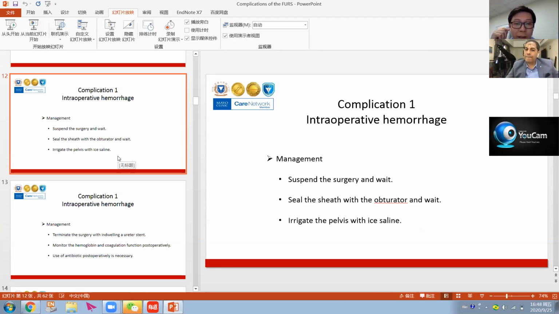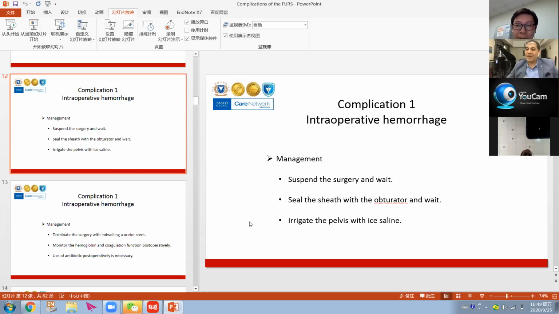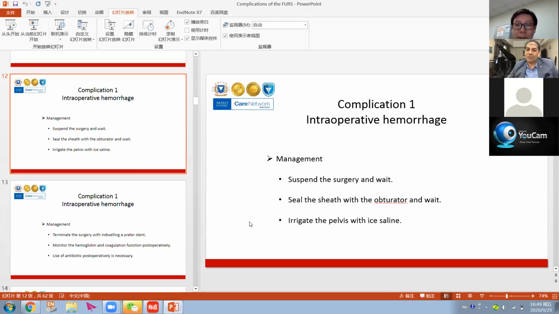Actually, I don't do the ice irrigation. I found this solution in a book, so I cannot answer this question very well, because I don't do this myself. So this is not your personal experience, it's just something you read. It's not my experience. Yeah, because we don't have this practice in our region to use ice saline, so I don't have experience. Yes, it's not regular, I think.